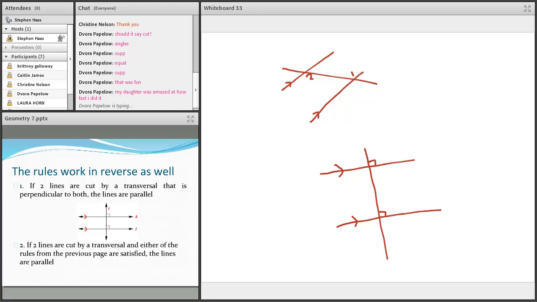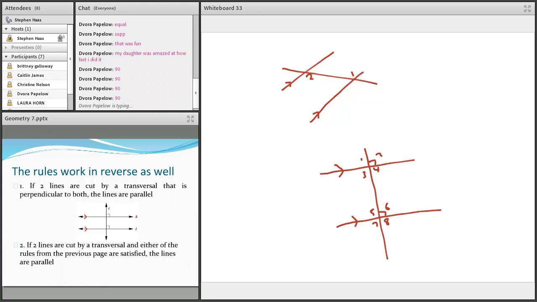Let's put numbers on the angles. 1, 2, 3, 4, 5, 6, 7, 8. Okay, what's angle 1? This is going to be an easy one. What's angle 1 here? 90 degrees. What's angle 2? 90 degrees. What's angle 3? This is going to be repetitive.